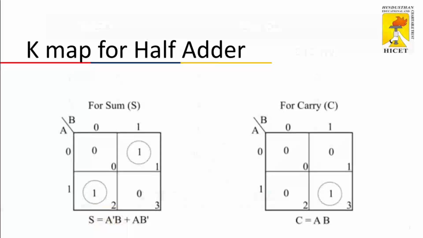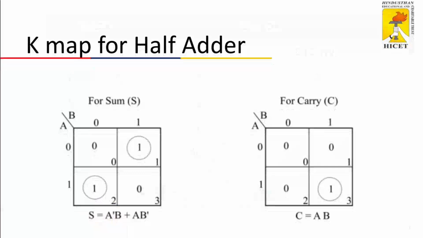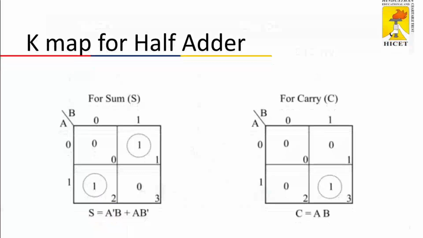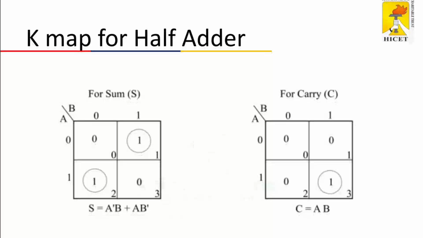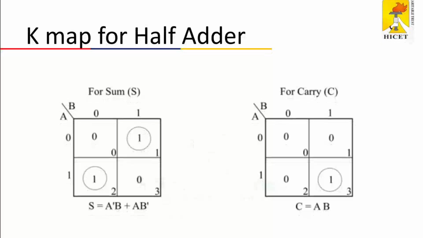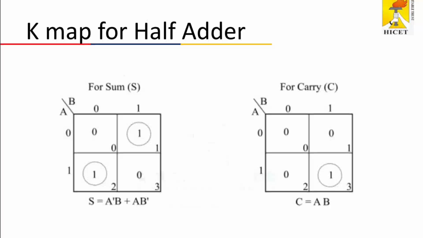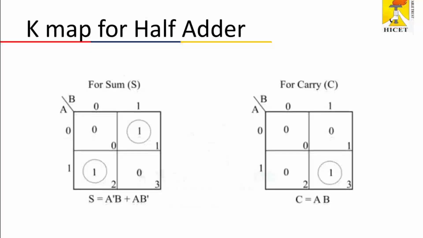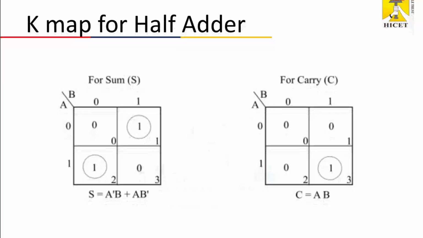Now let's simplify the half adder circuit using K-map. Since we are dealing with two input variables, A and B, we use a 2 by 2 K-map. We know that the number of cells in a K-map is 2 power n, where n is the number of variables. So for n equals 2, we have 2 power 2, which is equal to 4 cells in total. Here, A represents rows and B represents columns.